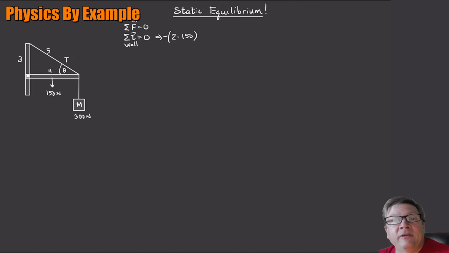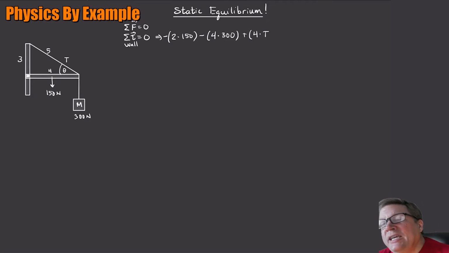I've got the load, the big M, and that's acting 4 meters away. So that's also going to have a minus sign, because it's trying to make the boom rotate clockwise. So it's 4 times 300. And then T all by itself is trying to make the boom rotate counterclockwise. So that's a positive. It's going to be T, and that also acts 4 meters away.